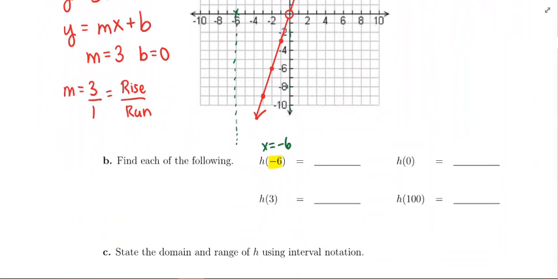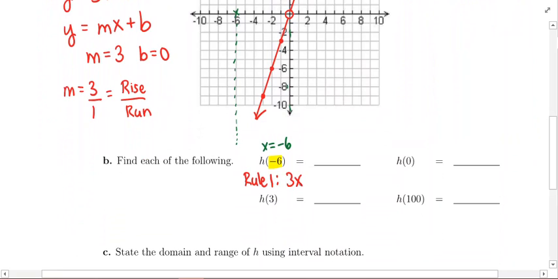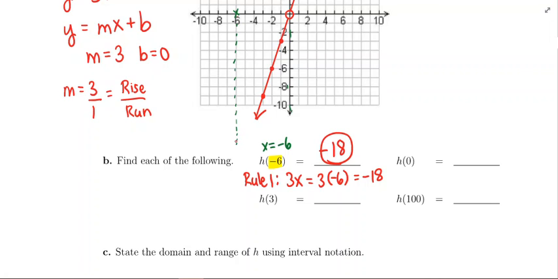So we're going to do rule 1, which is 3x. So we're going to get 3 times the x value, which is -6. The answer is going to be -18 here. Basically, if you did find the point on the graph at x equals -6, that would be the point (-6, -18). Okay, moving on to h of 0.